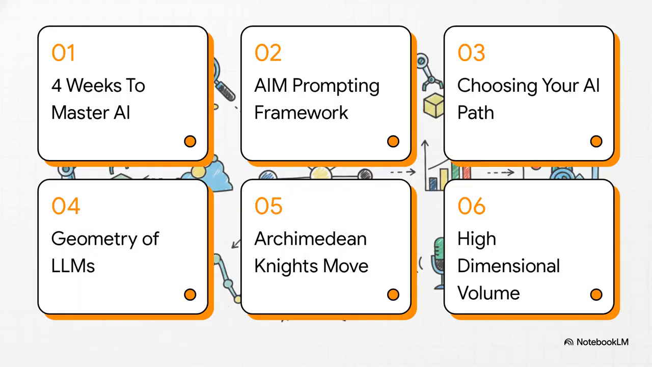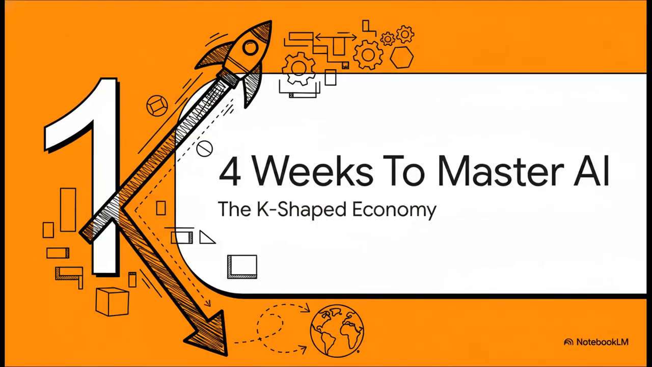We'll kick things off with our 4-week timeline to master AI, the AI prompting framework, and choosing your specific path. Then, we take the plunge into the math with the geometry of language models, the Knight's move, and finally, the high-dimensional volume paradox. All right, Section 1, 4 weeks to master AI and the K-shaped economy.